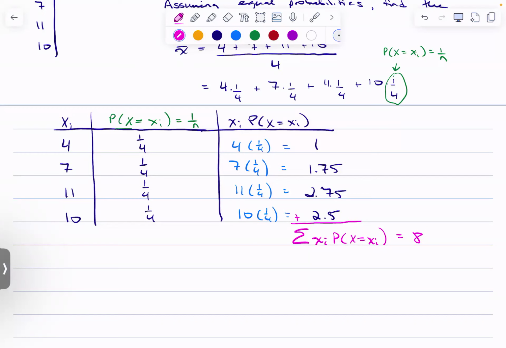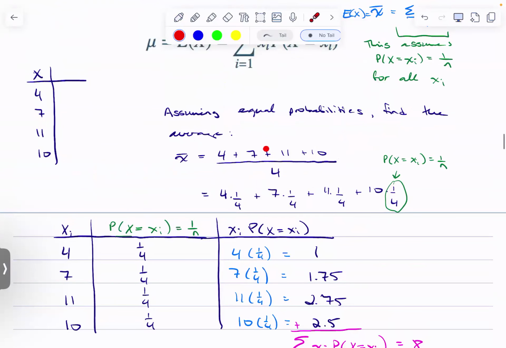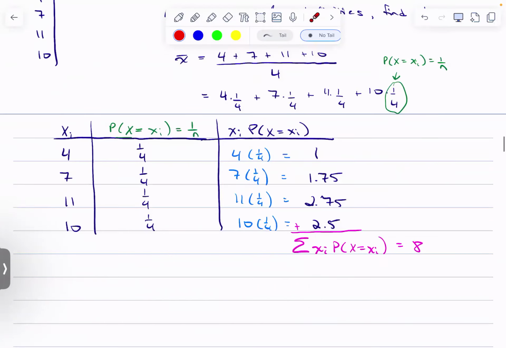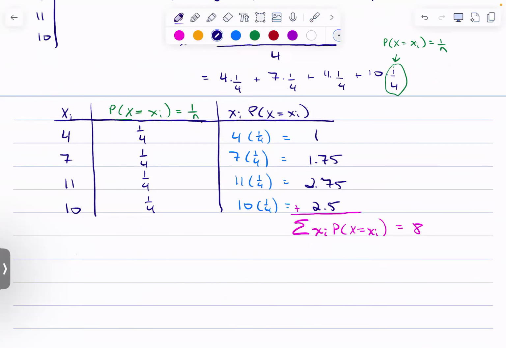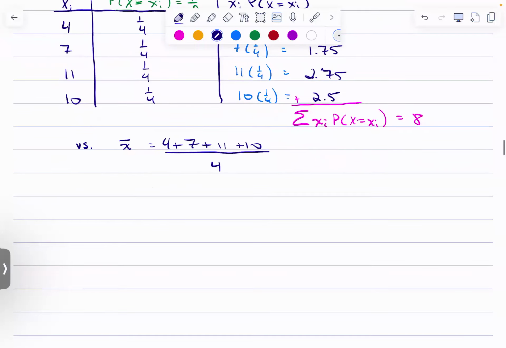Hopefully I did it right. What if we had just done this? What if I just asked you to find the average of these 4 numbers, right? You would have 4 plus 7 plus 11 plus 10 is 32, versus x bar is 4 plus 7 plus 11 plus 10 divided by 4 is 32 divided by 4, which is 8.